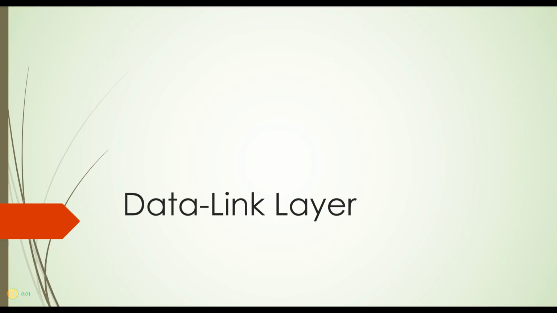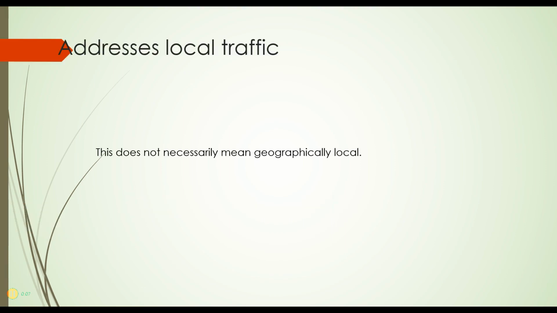Let's take a look now at layer 2, the data link layer. The data link layer is designed for local traffic, to move information locally, that is to say within the same LAN or the same network. This does not necessarily mean geographically local.